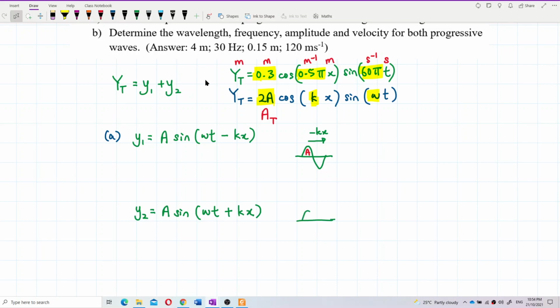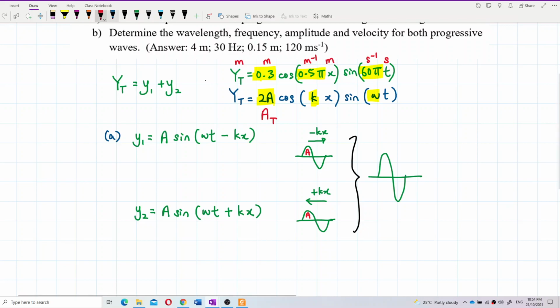Okay. This is a wave moving to the left. Moving to the left is positive kx. This is the amplitude A. So when these two superpose, overlap, you get a big wave, which is the standing wave. You get a standing wave, which is 2a, 2a from here to here.